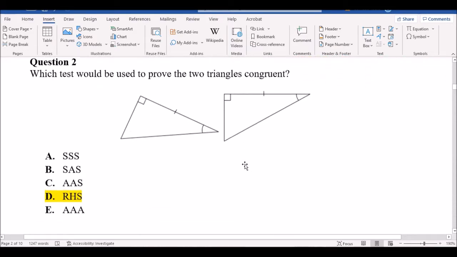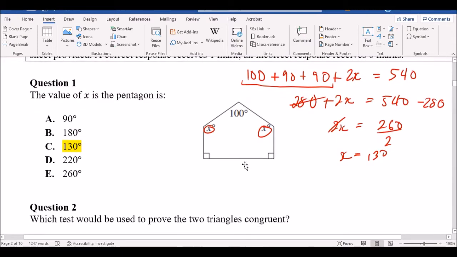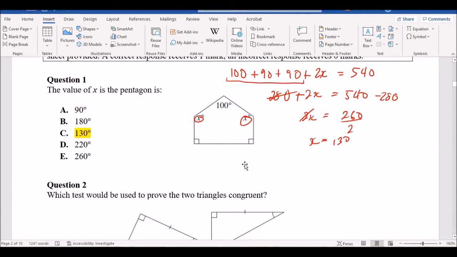Alright, next one. Which test can we use to prove? Are we copying this? If you want to copy it, go for it. I'll just zoom out a little. Did you take the 540?